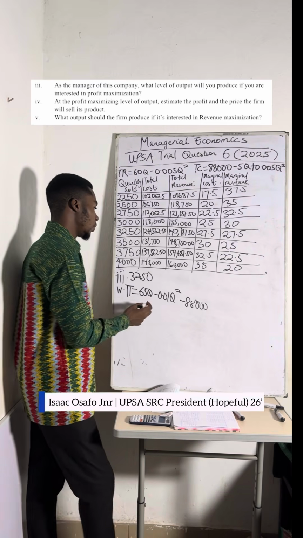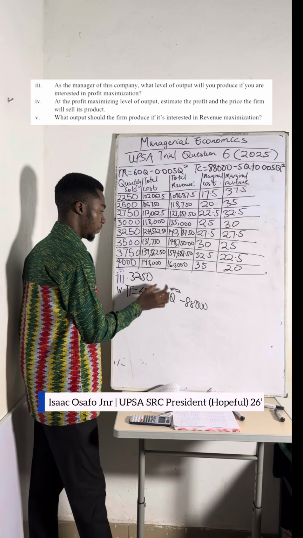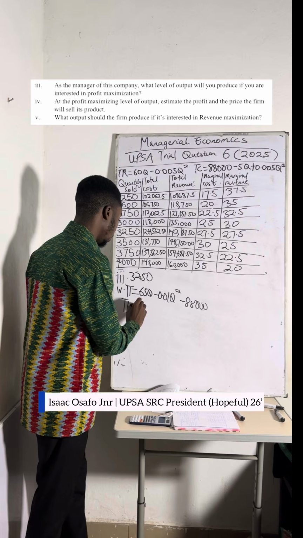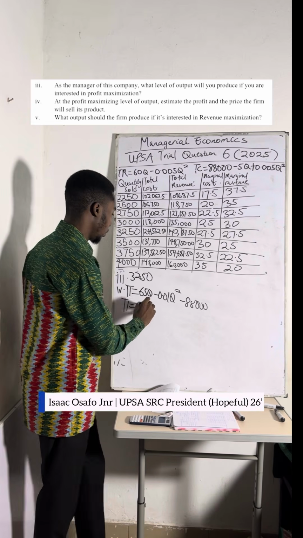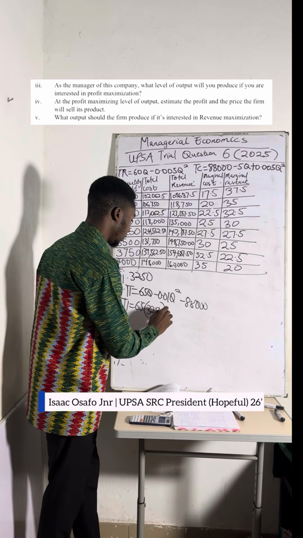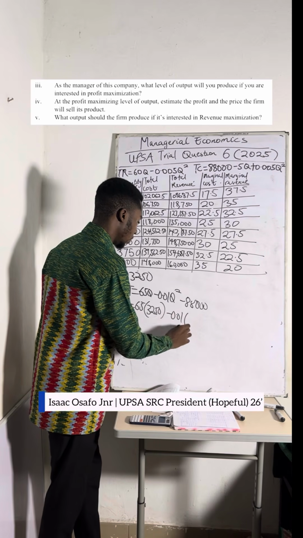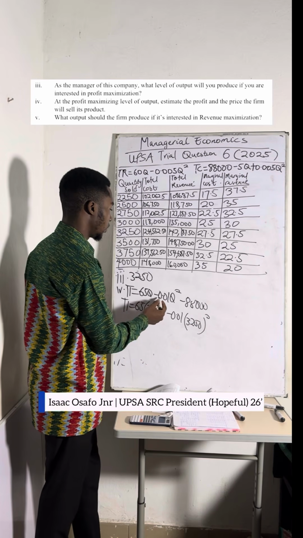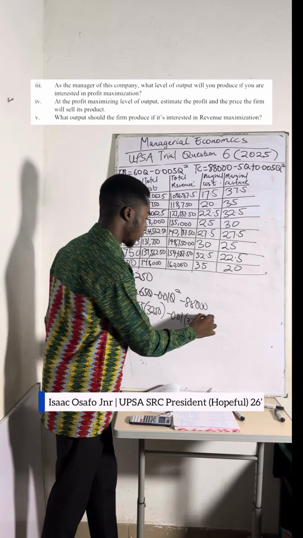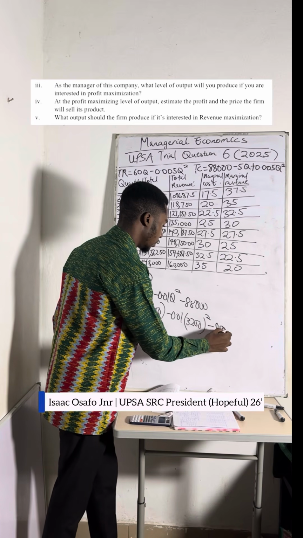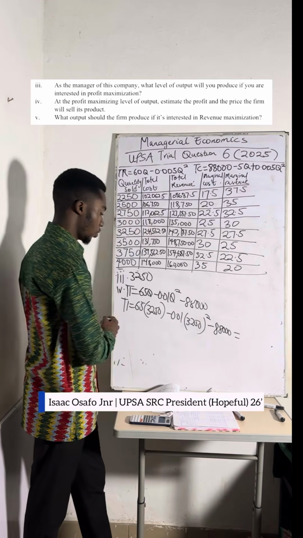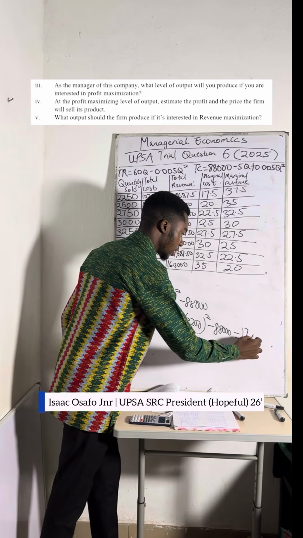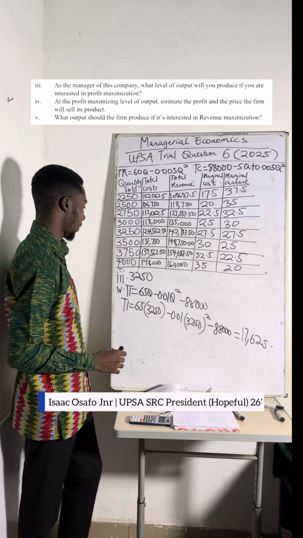So now for here, we just have to substitute the 3,250 into the profit function to get the maximum profit. So we have our profit equal to 65Q, where Q is 3,250, then minus 0.01Q squared, which is 3,250 squared. So don't forget the square. Then minus 88,000. You get it? So when you punch all this on the calculator, you should be getting something like 17,625 cedis. So that's for part IV.